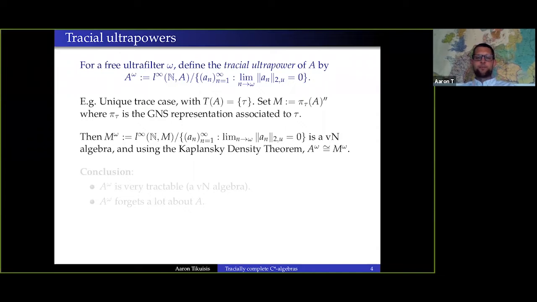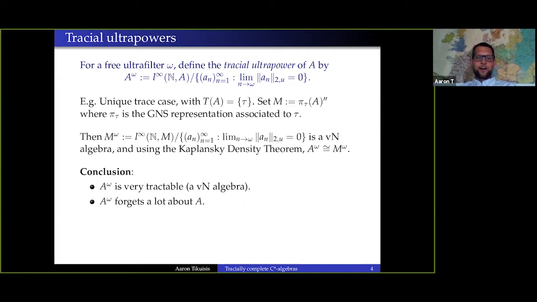So a simple conclusion we draw from this is, first of all, that this tracial ultrapower, at least in this case, is a very tractable object. It's a von Neumann algebra, and we all know that von Neumann algebras are much easier than C-star algebras.